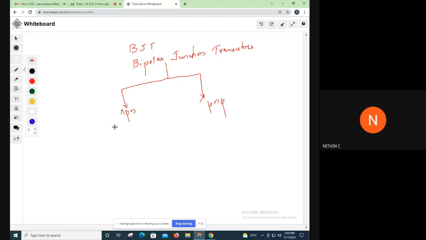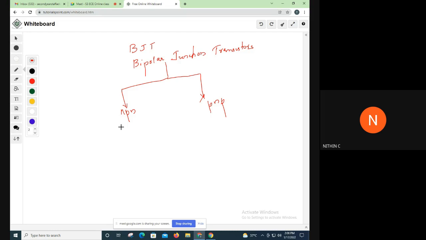Which are the different terminals of a transistor? Yes, correct. Base, emitter, and collector. These are the different terminals of a transistor. We have three different terminals.